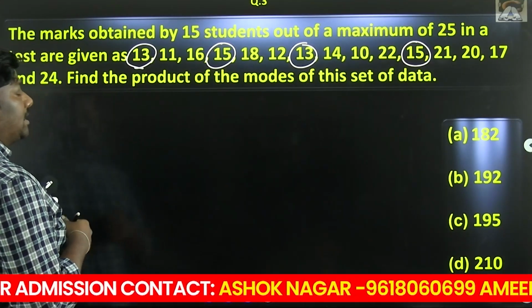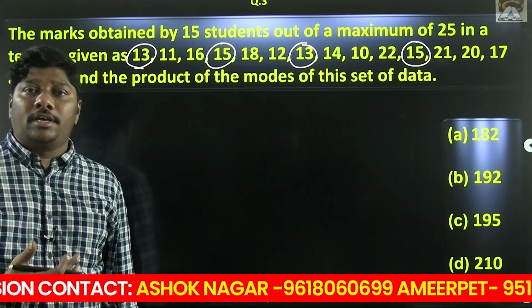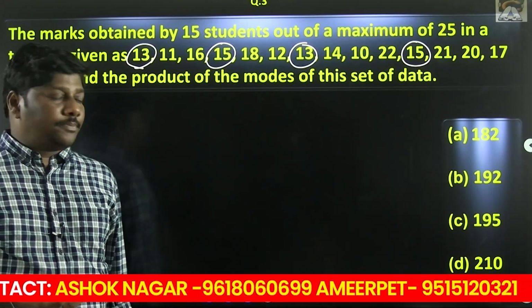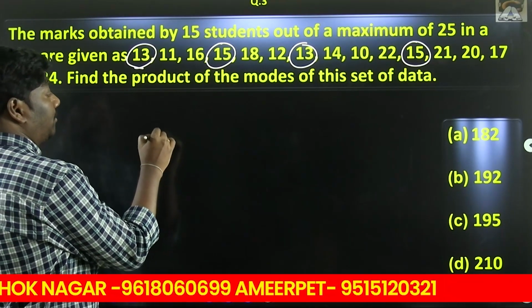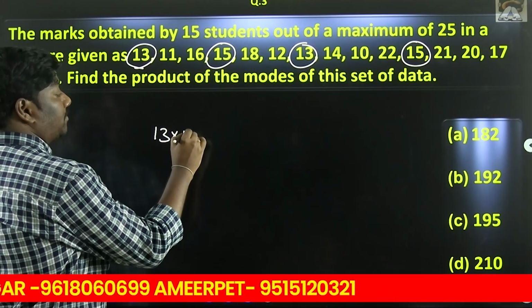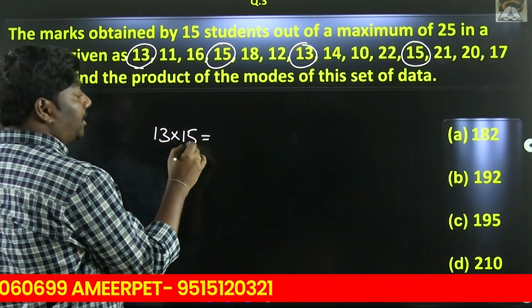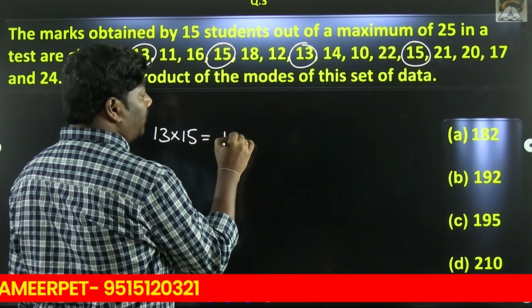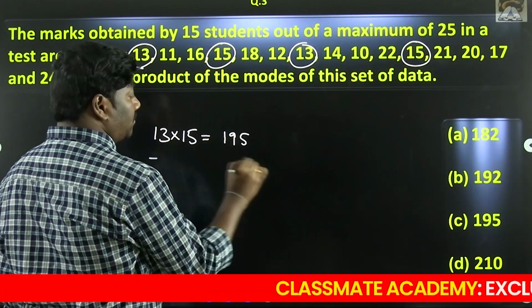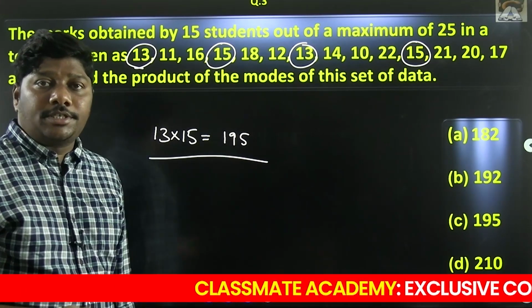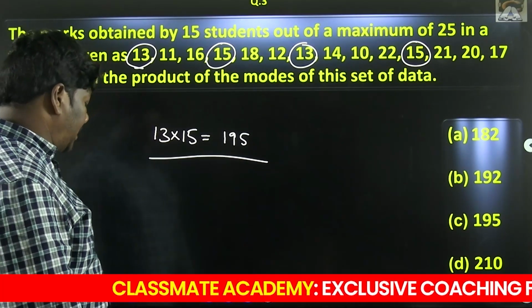There are two modes. One is 13 and one is 15, because 13 and 15 are repeating. All you need to do is just multiply the modes. 13 into 15. 15 tens are 150, 15 threes are 45, therefore 195. Or else you can say 130 plus 65, also 195.